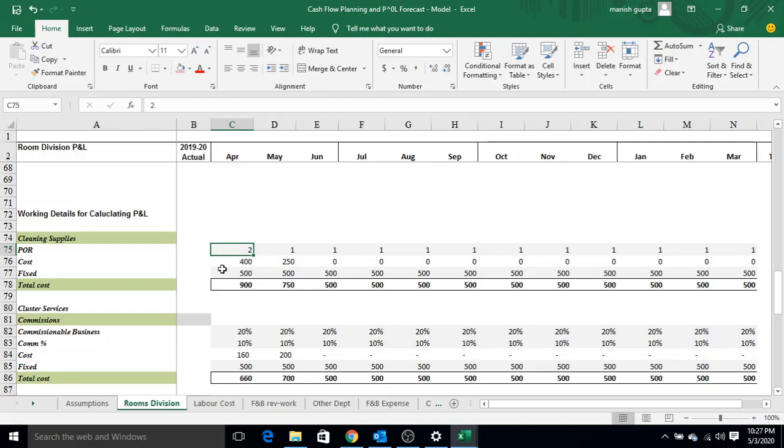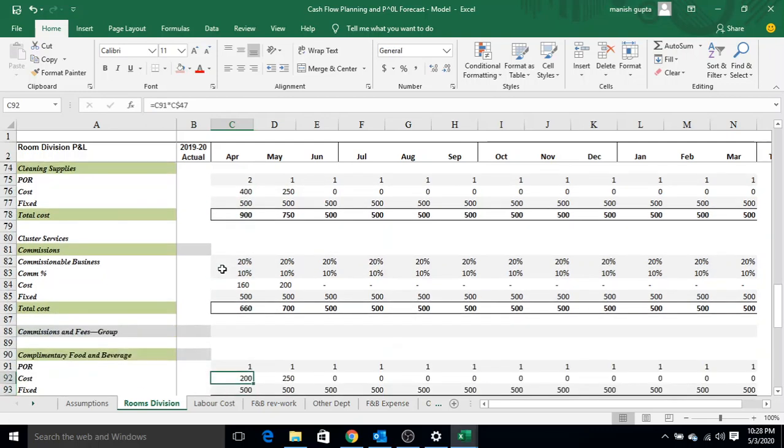You may want to do some engineering, some best practices or cost management, and want to reduce the cost per occupied room. If you have good plans and you think you can do it, then you should reduce; otherwise you should not reduce. The other expenses are also similar, like cluster expenses.